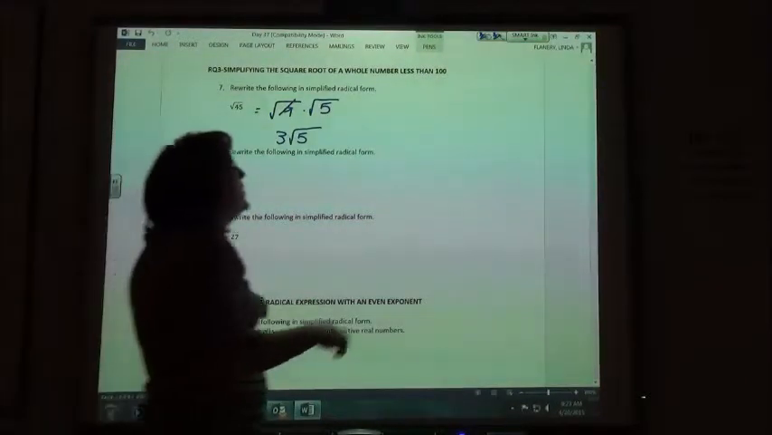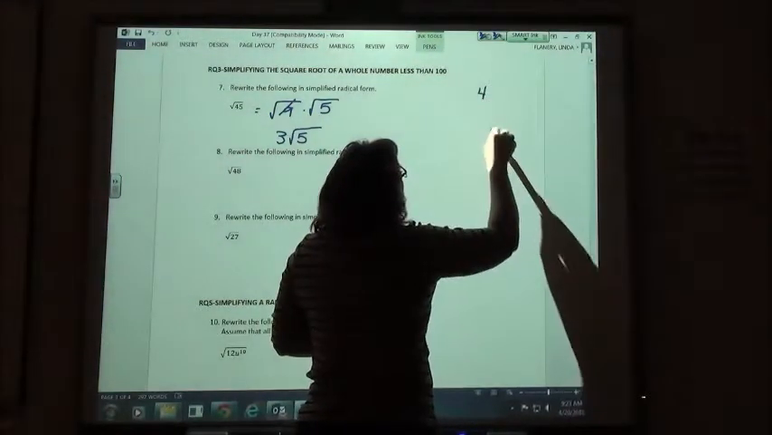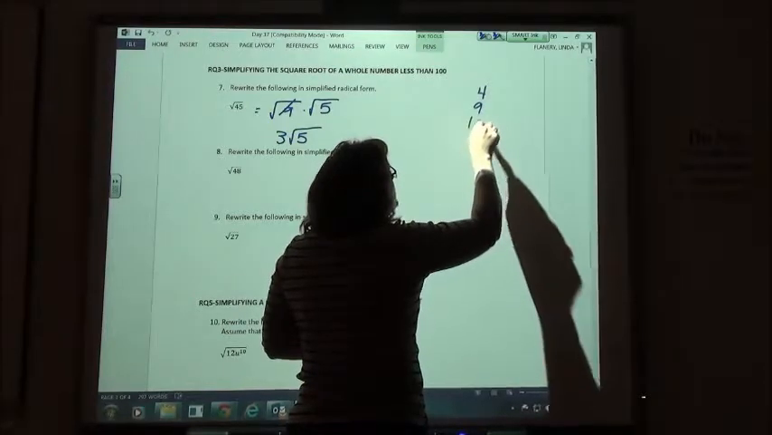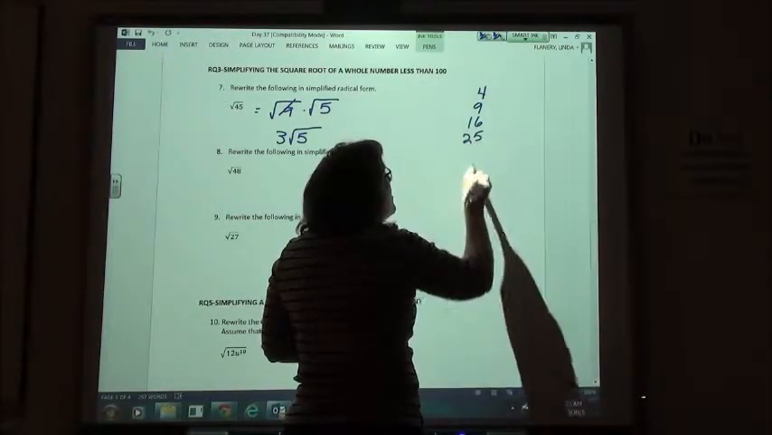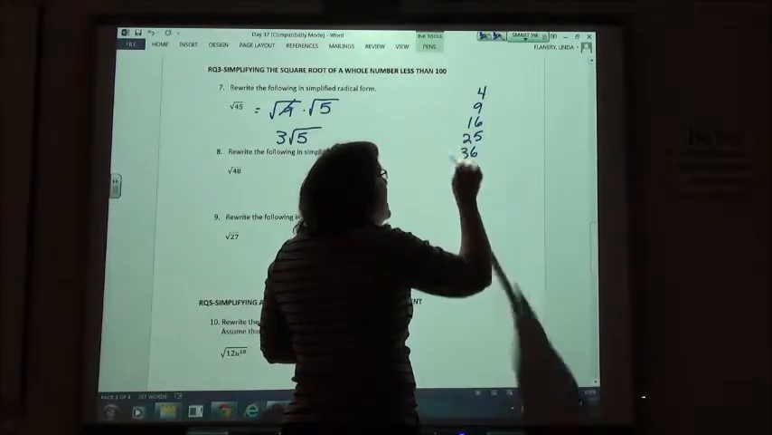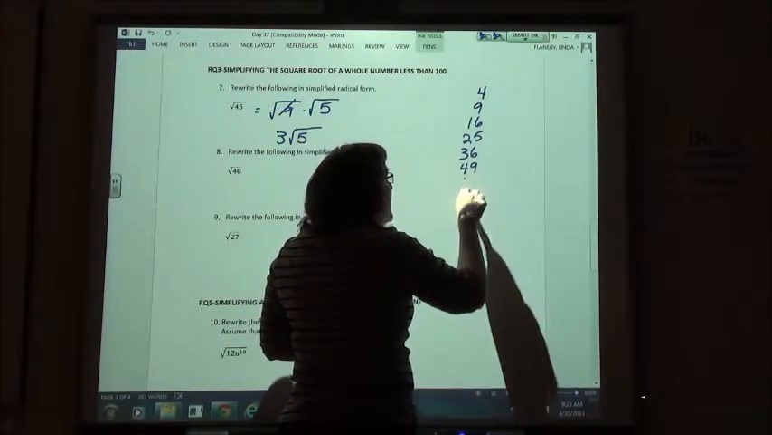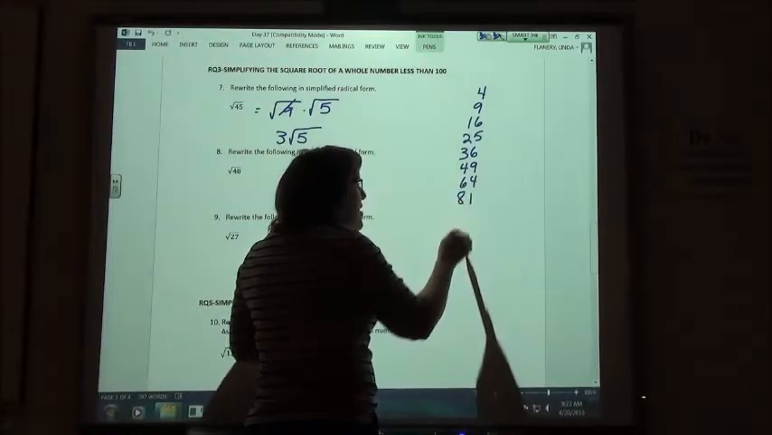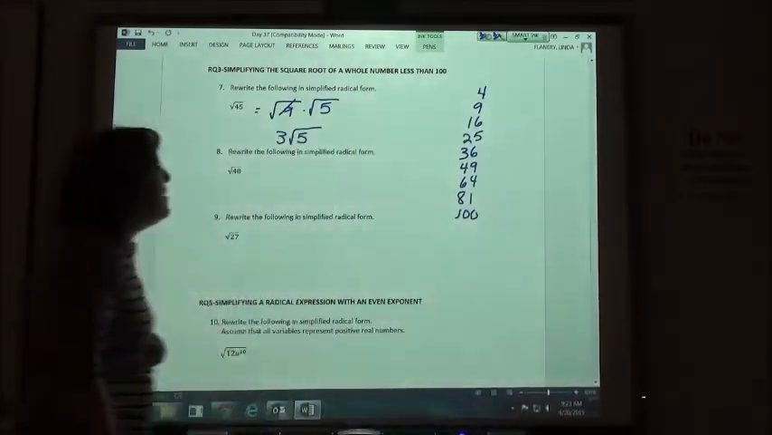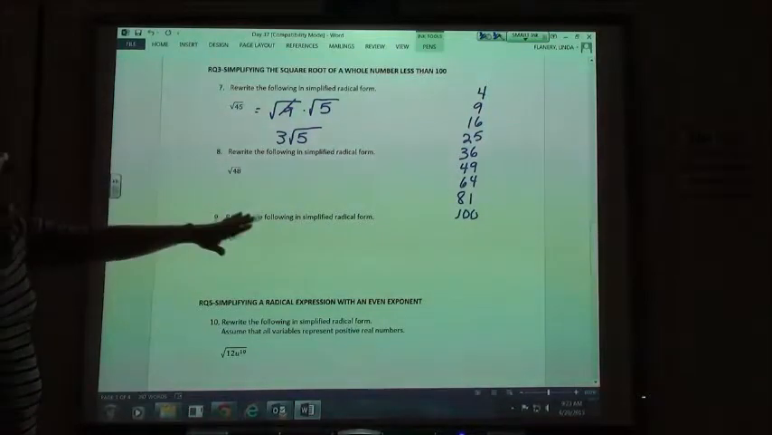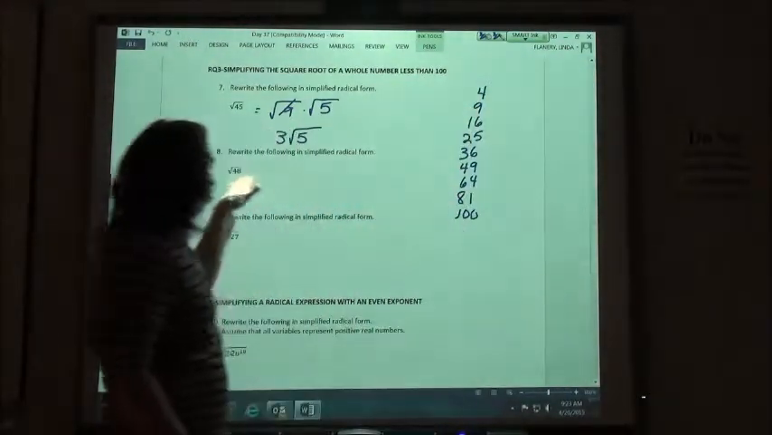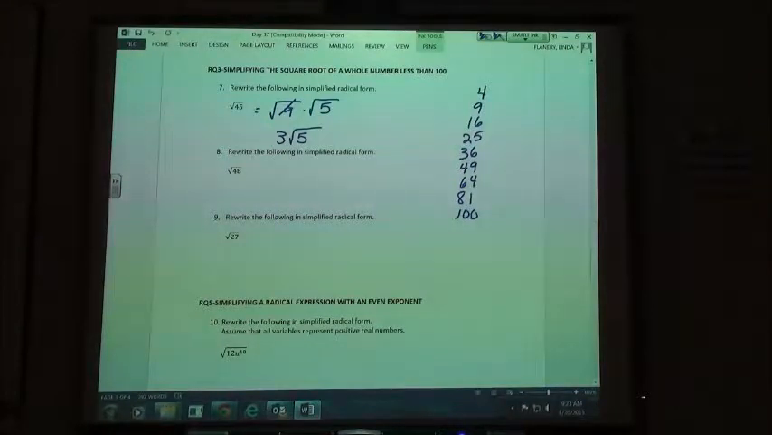So think of your numbers that are perfect squares. 2 squared is 4, 3 squared is 9, 4 squared is 16, 5 squared is 25, 6 squared is 36, 7 squared is 49, 8 squared is 64, 9 squared is 81, 10 squared is 100. That's probably big enough. But those are the factors that you're looking for. What's the biggest one of these that divides evenly into my number? So if I'm simplifying the square root of 48, what's the biggest perfect square that divides evenly into 48? 8. 8's not a perfect square.